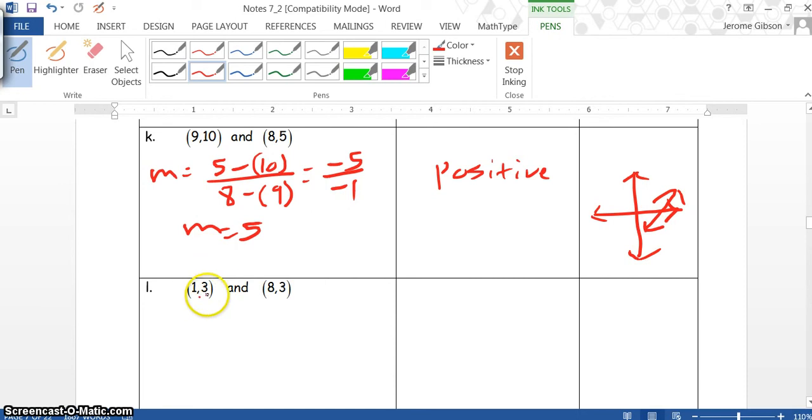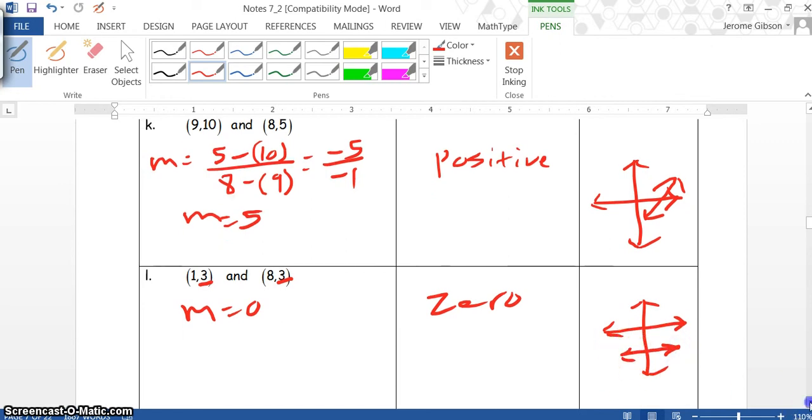And now we come here. Our y values are the same, but our x is not. So our slope is 0. Draw a graph of that. Remember, it must be a horizontal line. And don't forget to put the arrowheads on your lines.